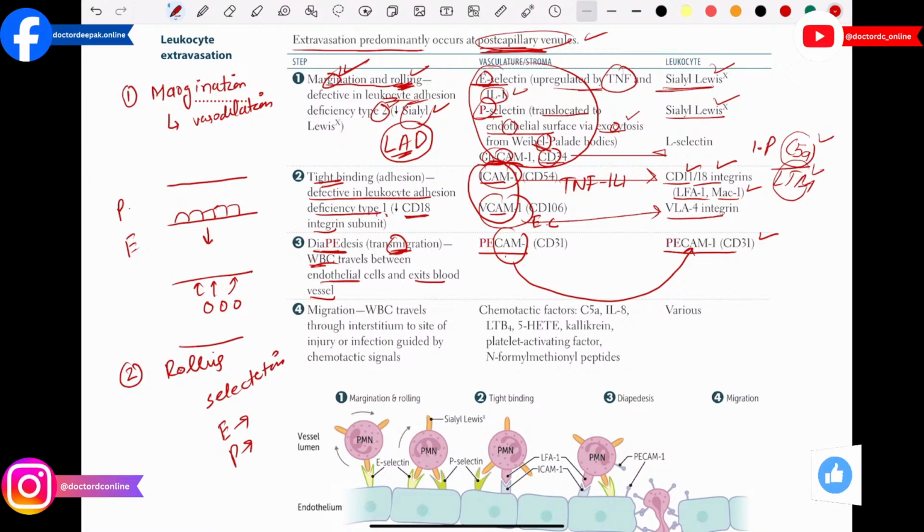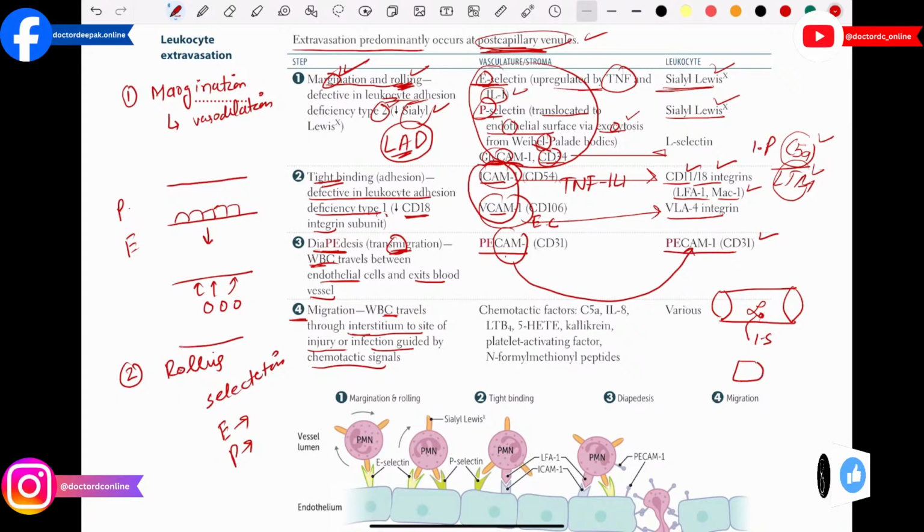Then after that we have the migration. So what is the meaning of migration? It means when the white blood cell travels through the interstitium to the site of injury or infection, guided by the chemotactic agent. So let's take an example of this diagram. Let's say this is the blood vessel. We know that normally the immune cells are present in the blood vessel. So after the transmigration, let's suppose these are the neutrophils, when the transmigration occurs, these neutrophils will leave this blood vessel and come to this interstitial space.